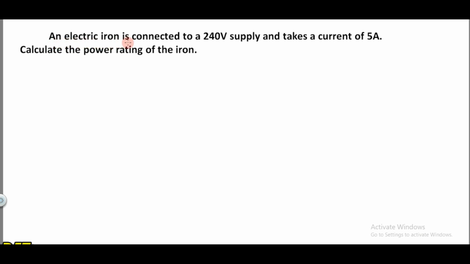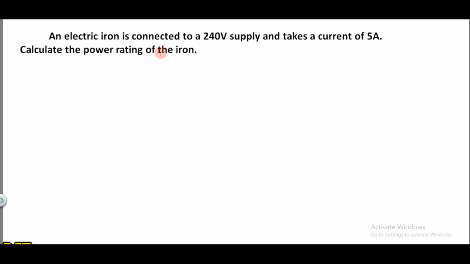An electric iron is connected to a 240 volt supply and takes a current of 5 ampere. Calculate the power rating of the iron.